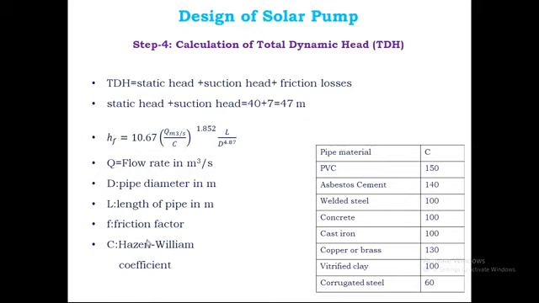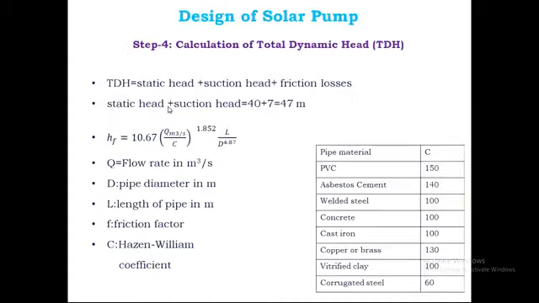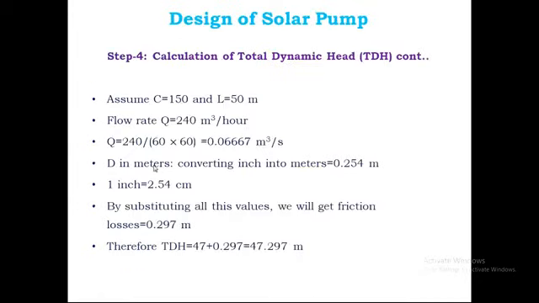So all the values we know: the Q value, and we know the pipe diameter. You can choose the length of the pipe, that should be more than this. So I am choosing the pipe length 50 meters, and I am choosing C value 150, because I am choosing the material PVC. After substituting all these values, you will get frictional losses in meters, that is 0.297. Now you can get the total dynamic head, that is plus 7 plus 0.297.